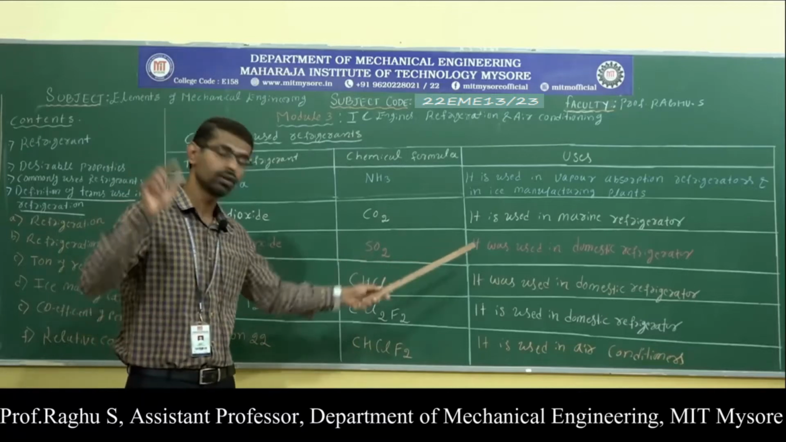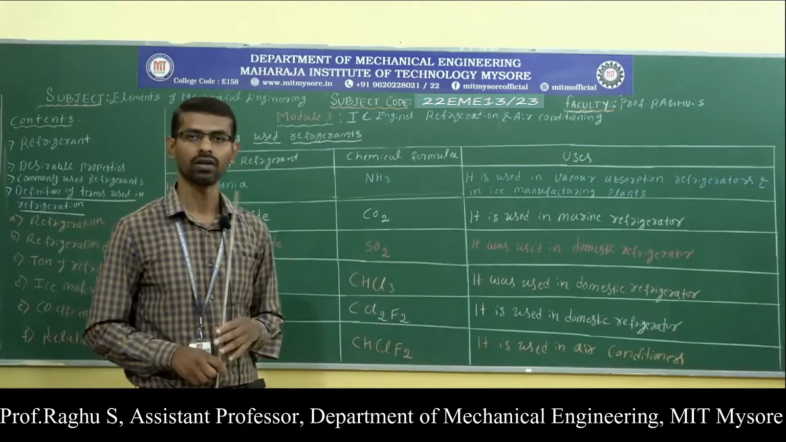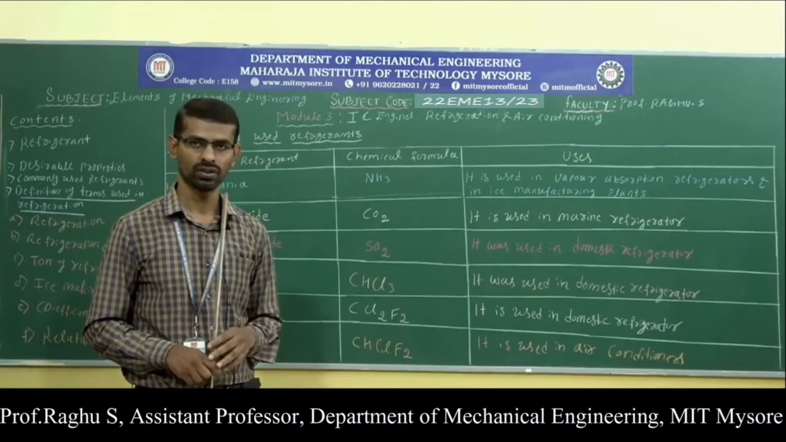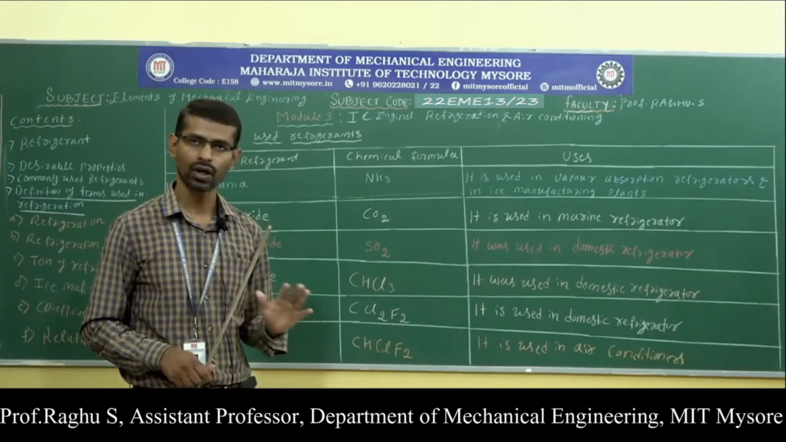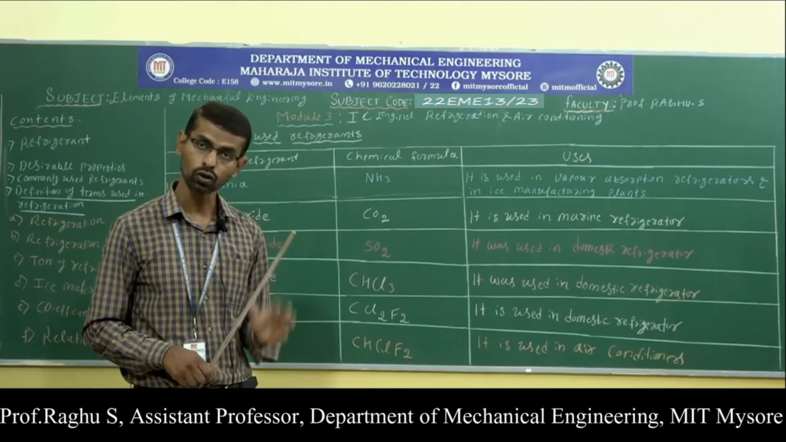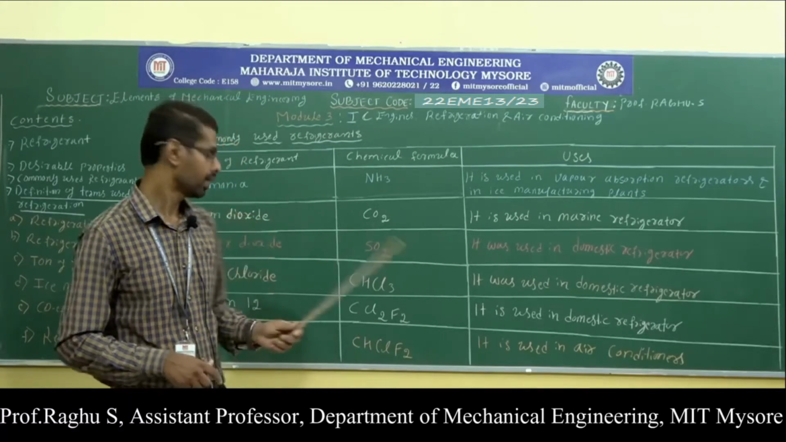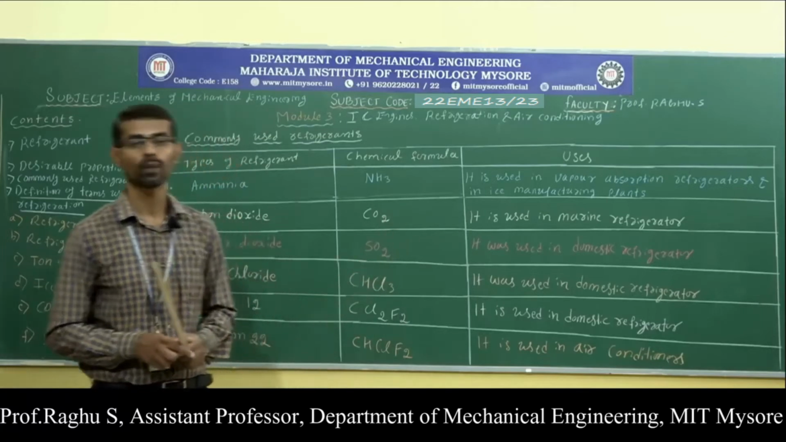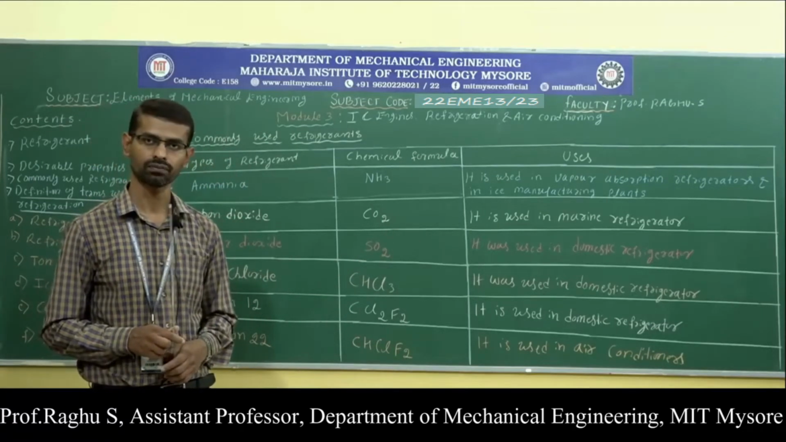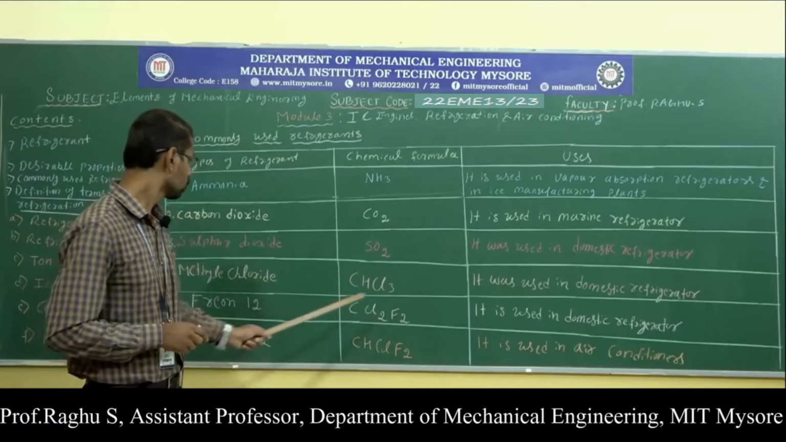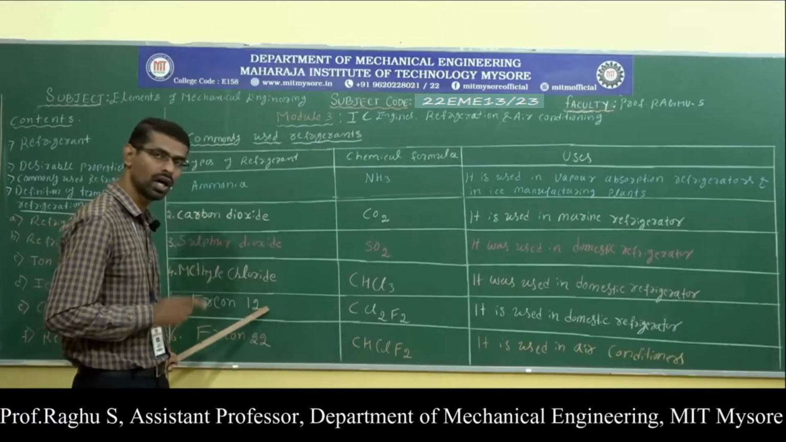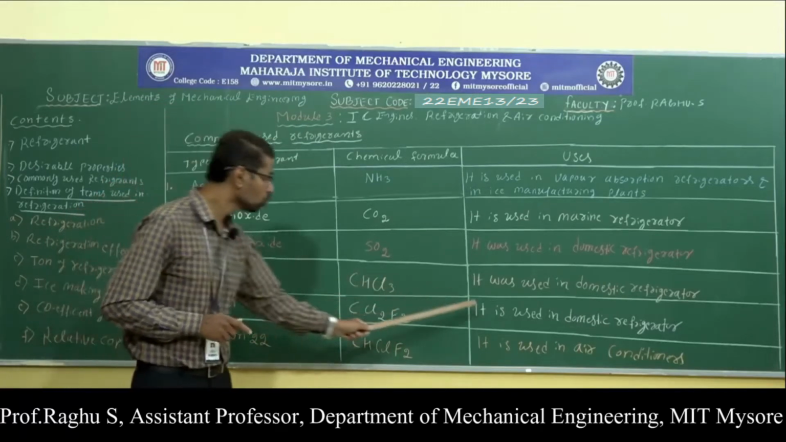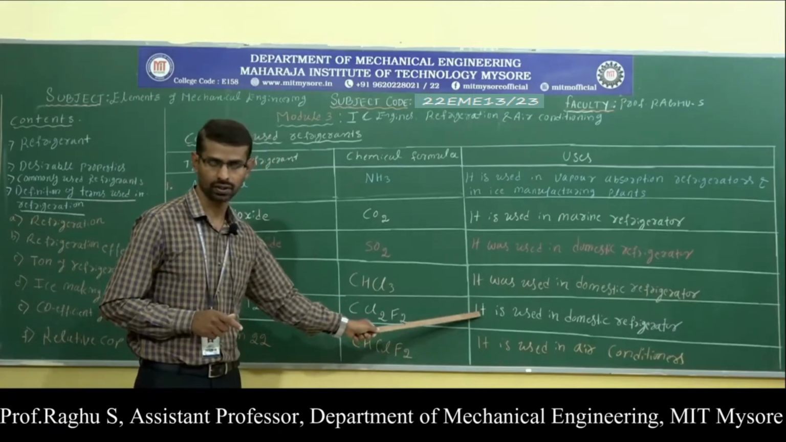The next one, sulfur dioxide, SO2, was used in domestic refrigerators earlier, but nowadays sulfur dioxide is not used at all because of its toxic nature. Similarly, methyl chloride was also used in domestic refrigeration systems. Nowadays, Freon 12 is used in the domestic refrigerator.